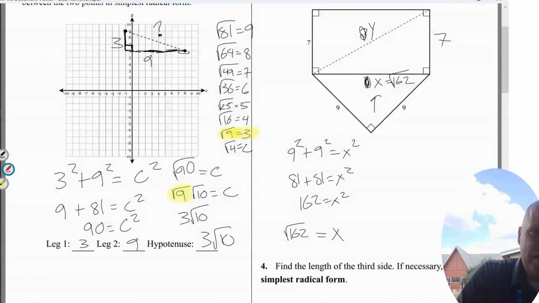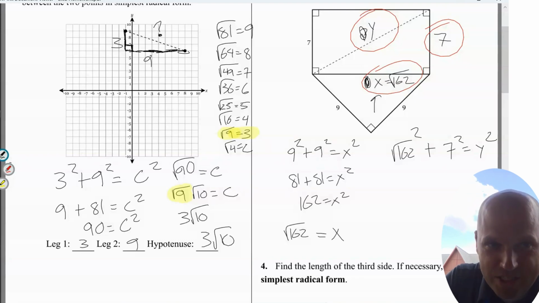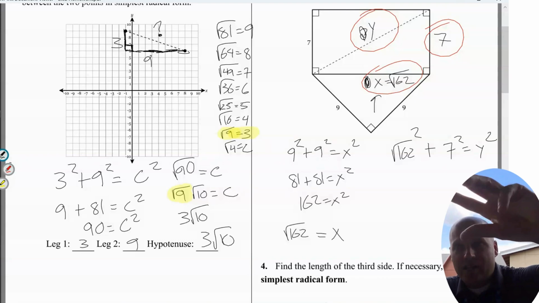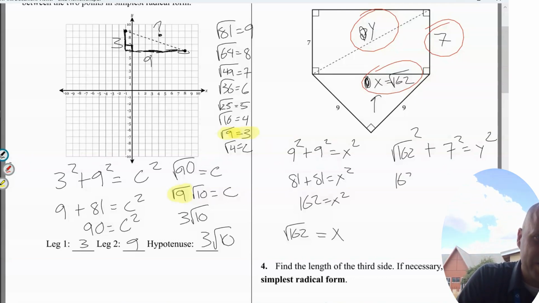Now I get this squared plus this squared equals this squared. So the second triangle is root 162 squared plus 7 squared equals y squared. Now, watch this, guys. If square rooting is like the opposite of squaring, what happens when you square a square root? Yeah, you'd be correct in saying they would go away. There are some situations where actually doing the simplification was not going to help us.